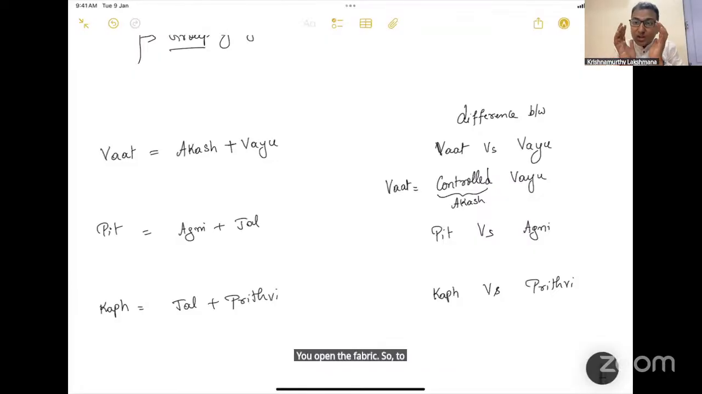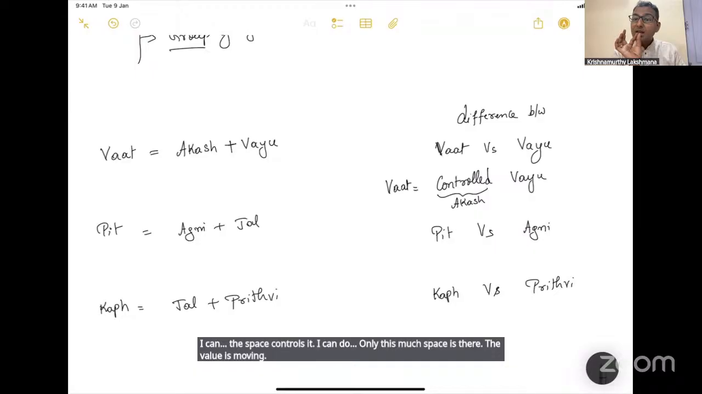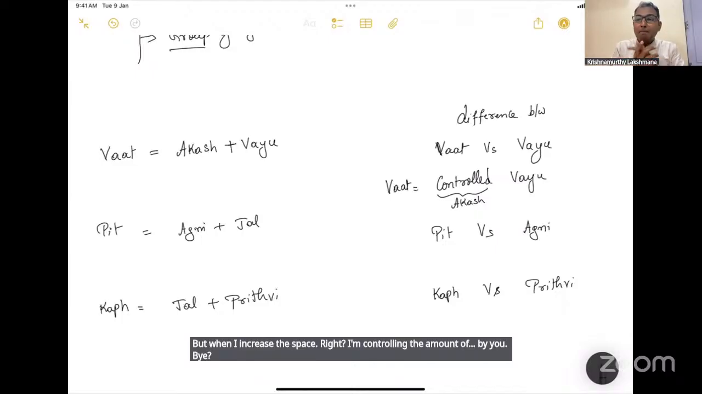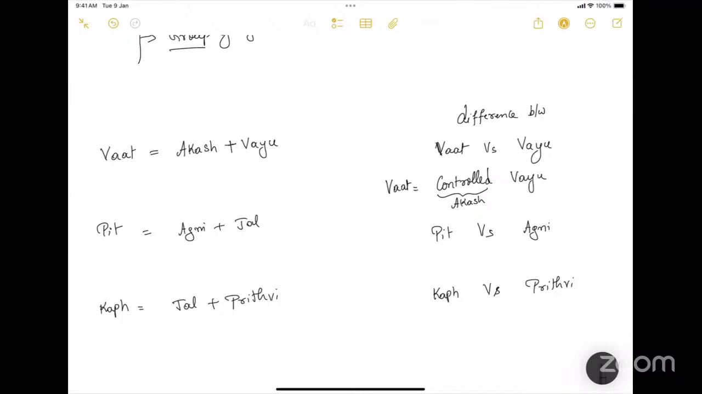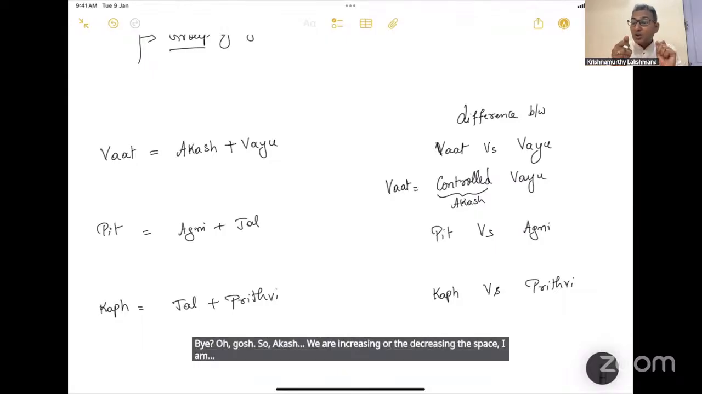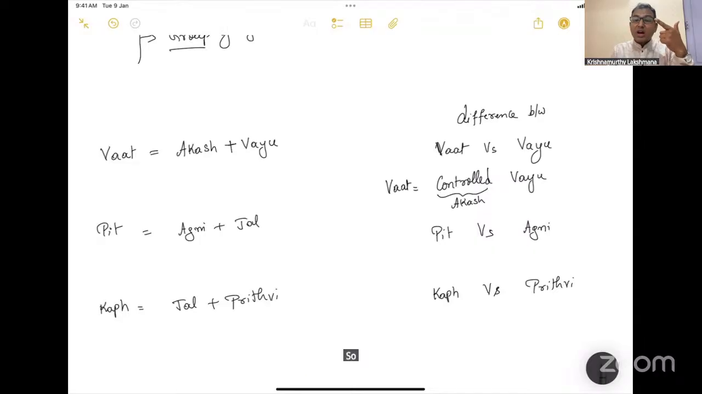So, to control the Vayu, how much Vayu is moving? The space controls it. Only this much space is there, and the Vayu is moving. But when I increase the space, I'm controlling the amount of Vayu by Akash. By increasing or decreasing the space, I am controlling the Vayu. So Vat is the controlled Vayu. Can I say this? Yes, sir.